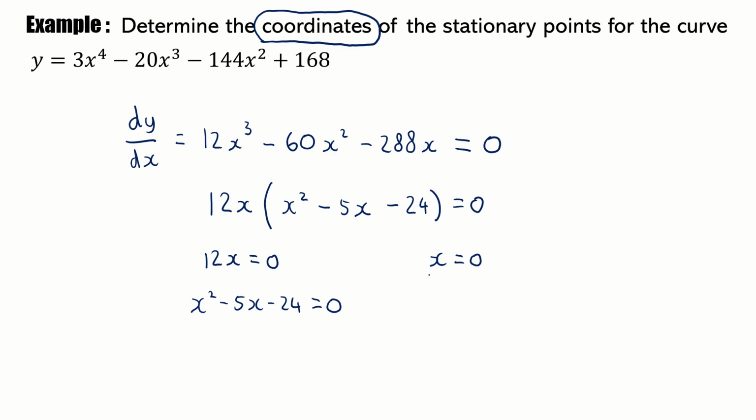So we get x equals 0, and then from the quadratic, you could either use the quadratic formula, or if you spot conveniently, this is one that does factorize quite nicely, meaning we get x equals 8 or x equals minus 3. However, as I mentioned above, the question asks for coordinates, and therefore we've got to find the y coordinate to go with each of these x coordinates.